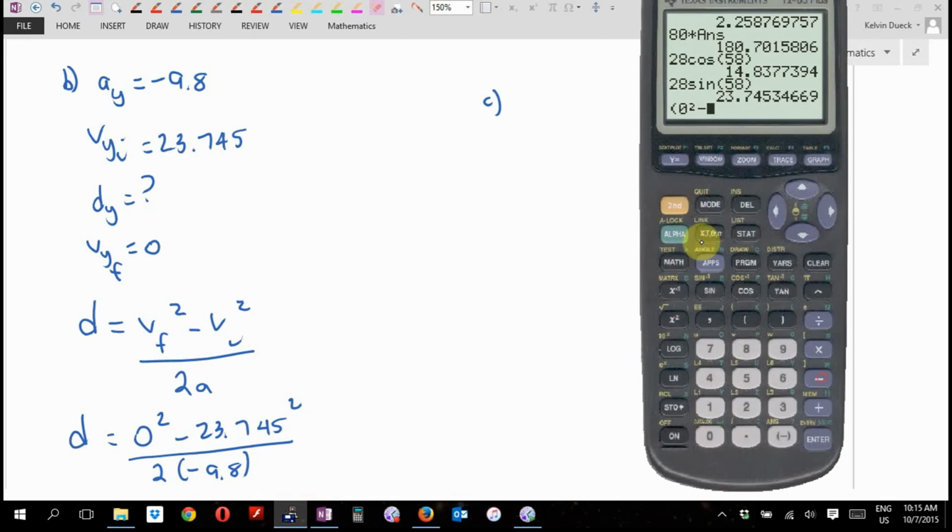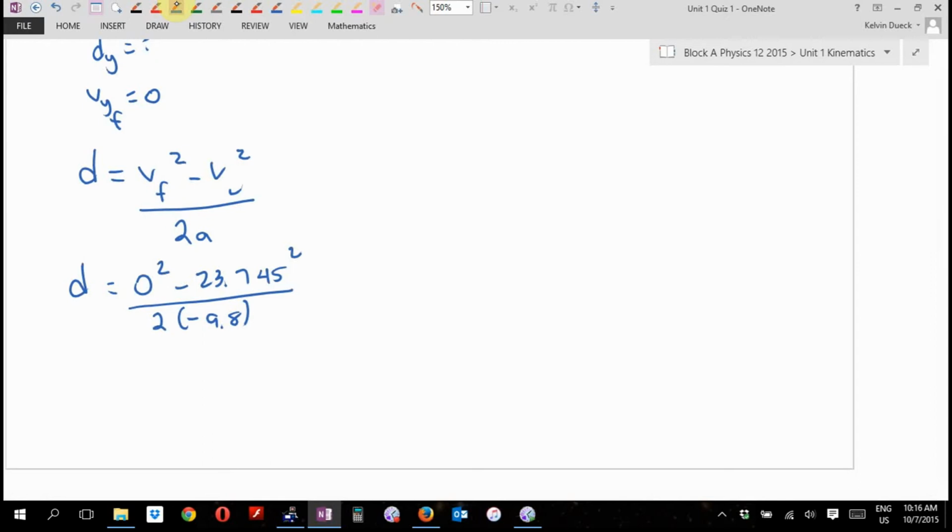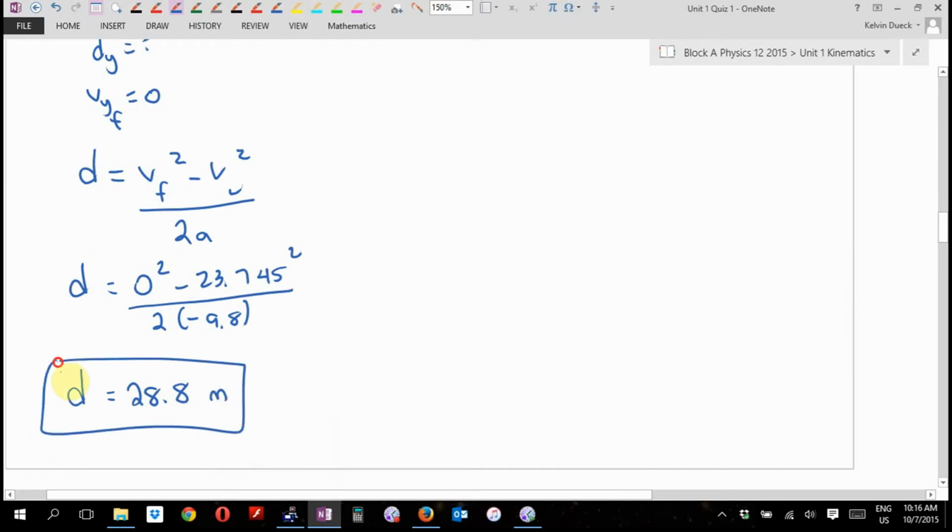0 squared minus, I can go answer button squared, divided by bracket 2 times negative 9.8. I've got to put brackets around the bottom because there are 2 numbers down there. Do you guys get 28.8? Yes? So you didn't write squareds, but you did them on your calculator? Yeah. Good thing I look at the final answer first. 28.8 meters. Again, half mark off if you have no units.